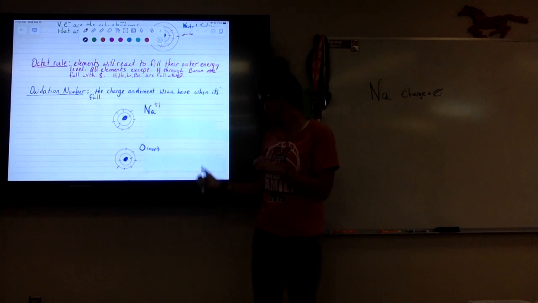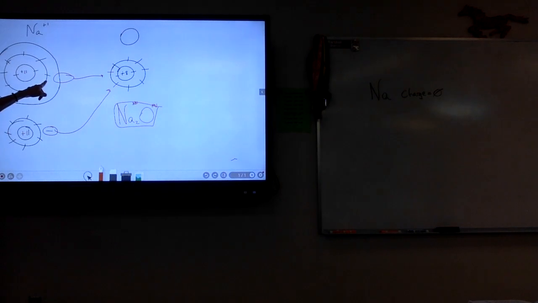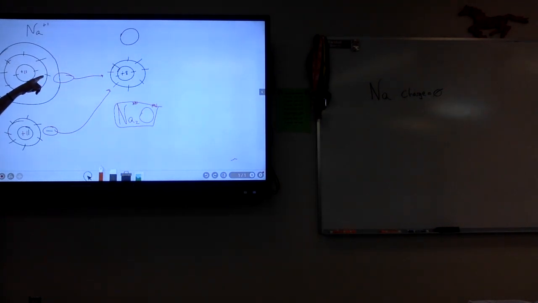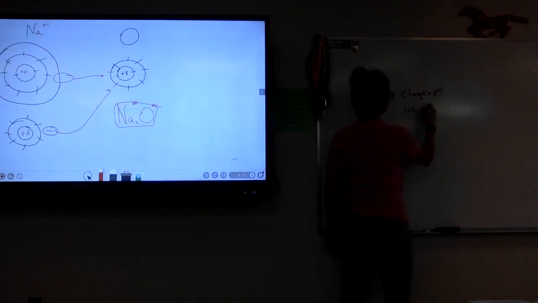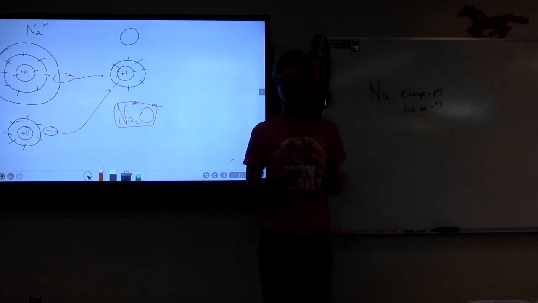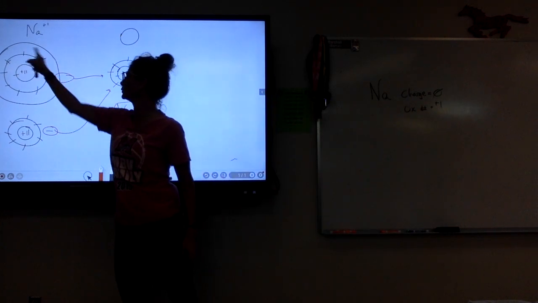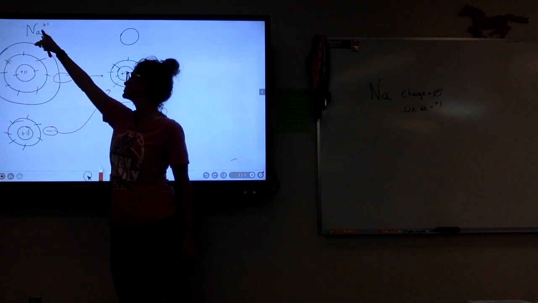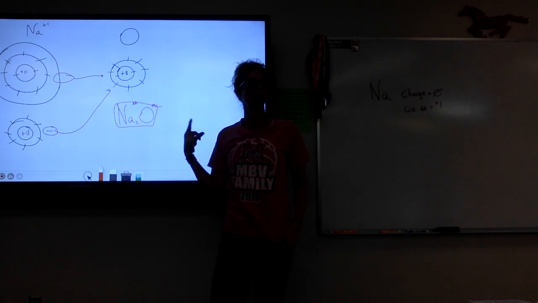Well, we just saw this up here. Sodium wants to give away 1 electron. When it gives away 1 electron, it's going to have a +1 charge, yes? Okay, so what is its oxidation number? +1. Do you see it? 11 positives, only 10 negatives because it got rid of 1. So it's a +1. All right, questions on that?